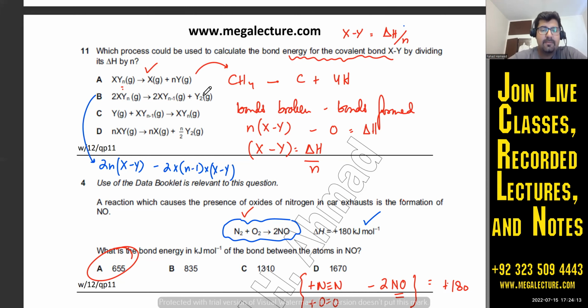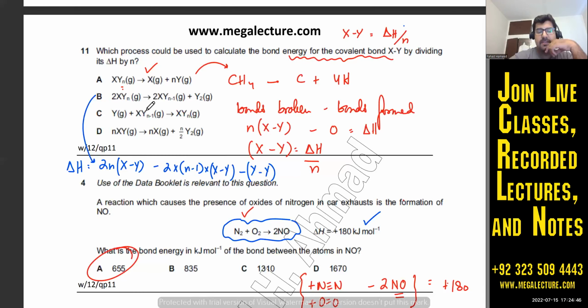Then there is also the YY bond. It's a Y2 molecule, so there's one bond between Y and Y also being formed. So the enthalpy change would be equivalent to all of this. 2N bonds of XY were broken in the reactants, and then you formed N minus 1 bonds of XY into 2, and then you formed a YY bond as well, right? So that's going to be your expression, but obviously that's not going to give you this.